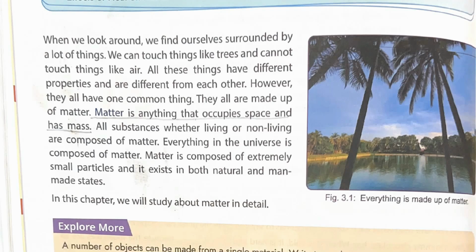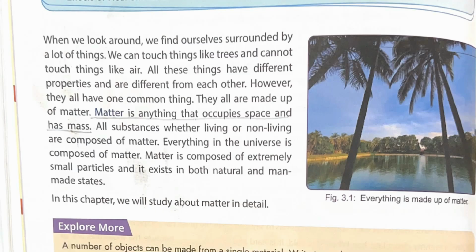Today we discuss the chapter Matter. When we look around, we find ourselves surrounded by a lot of things. We can touch things like trees and cannot touch things like air. All these things have different properties and are different from each other. However, they all have one common thing. They are all made up of matter.